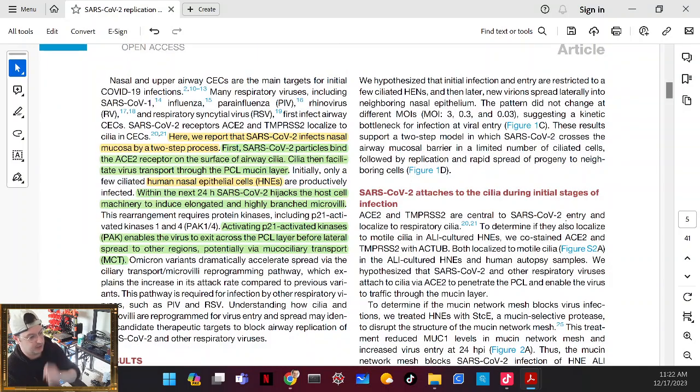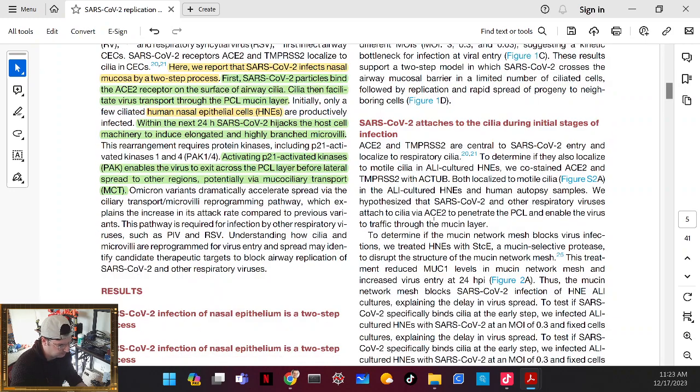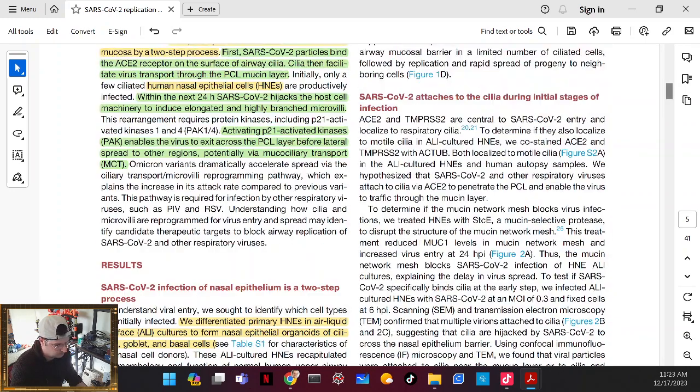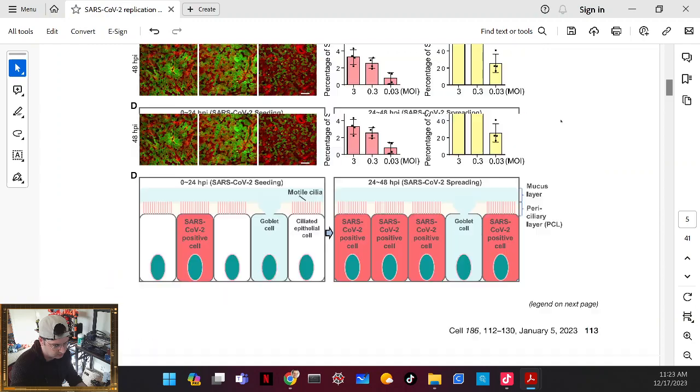There we go. So we hypothesize that initial infection entry is restricted to a few ciliated human epithelial cells. God, too many acronyms. That's going to be too hard. I'm just going to say human epithelial somethings. And then later, new virions spread laterally into neighboring nasal epithelium. The pattern did not change at different MLIs. What in the world is an MLI?